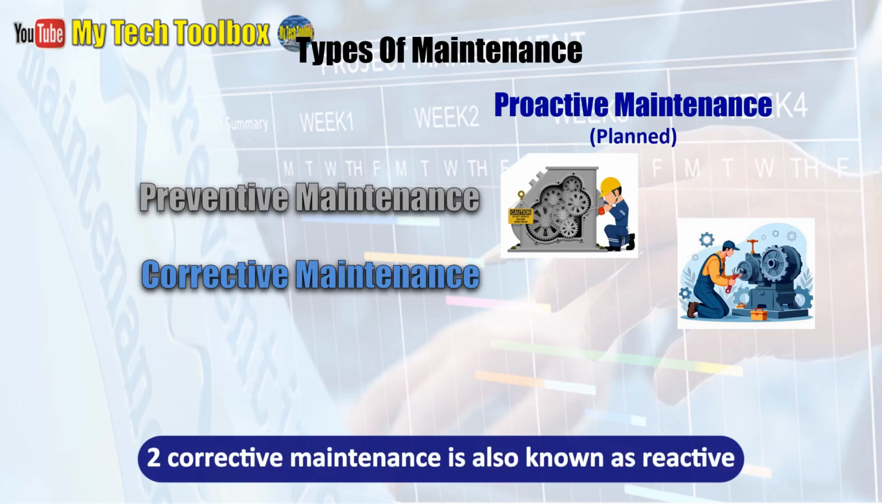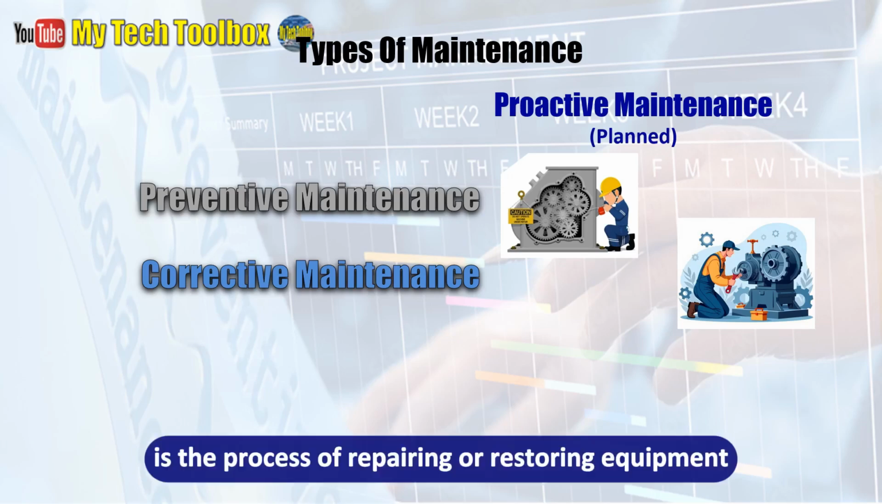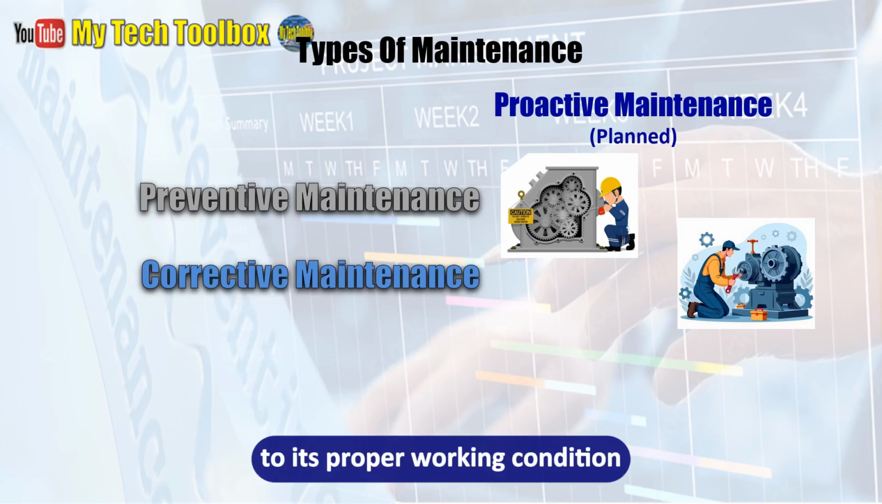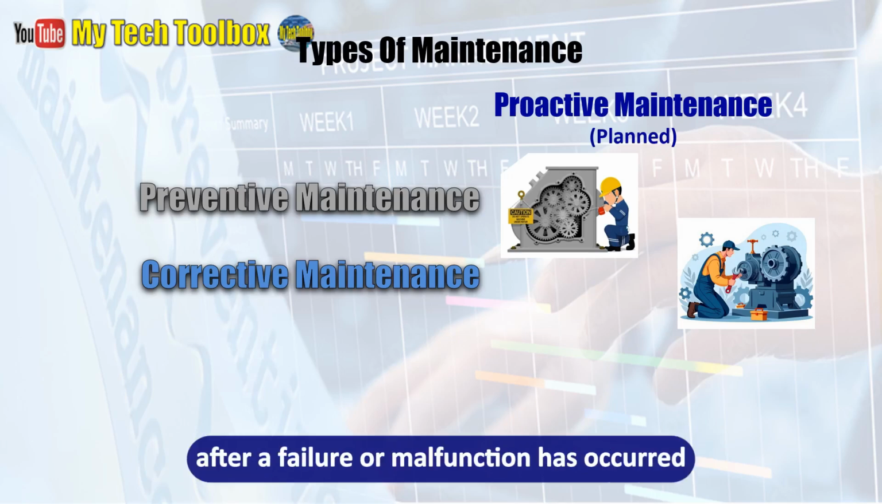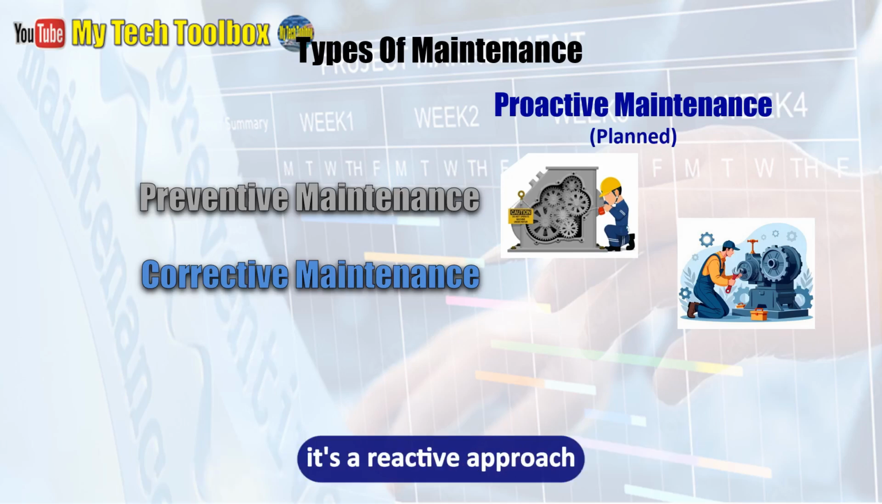2. Corrective maintenance, also known as reactive or breakdown maintenance, is the process of repairing or restoring equipment to its proper working condition after a failure or malfunction has occurred. It's a reactive approach, addressing issues as they arise, rather than being proactive like preventive maintenance.